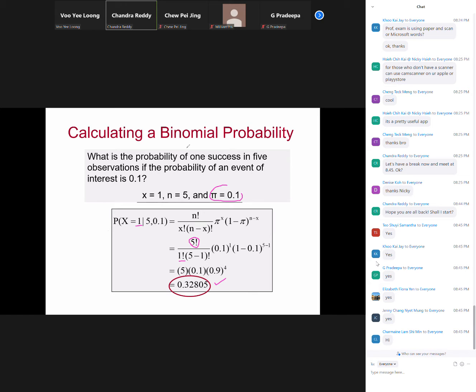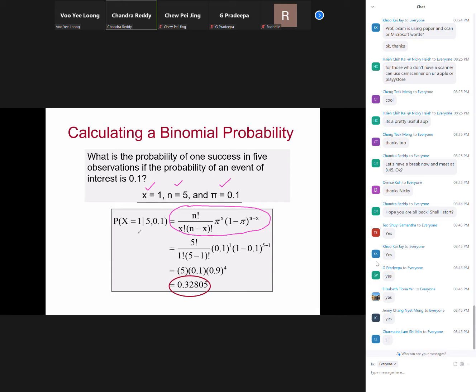Any questions, let me know. Once you know the binomial equation, identify from the problem what the variable is, what the sample size is, and what the given probability is. From this, you will be able to calculate the binomial probability for the given variable. Is that clear? Any questions?